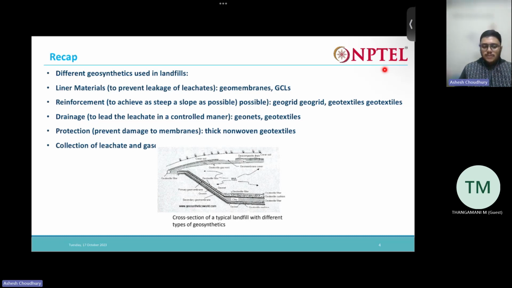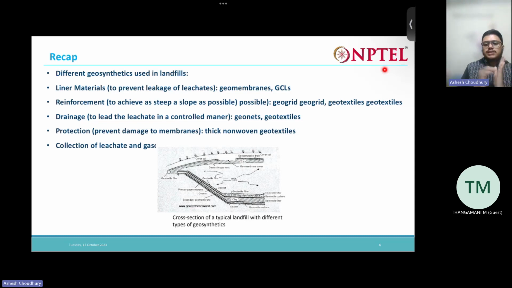Then for drainage purposes, to drain the leachate that develops in the solid waste in this landfill, we can use geonets and geotextiles. And next is protection. Geomembranes are this plastic kind of thing, right? PVC plastic kind of thing. So we need to prevent the puncture of those.